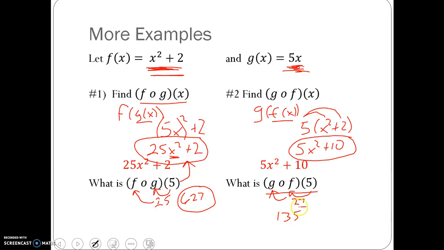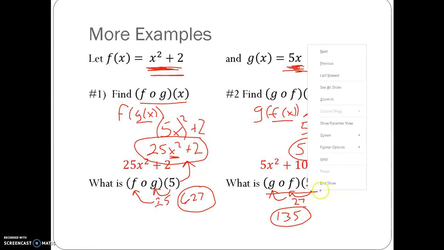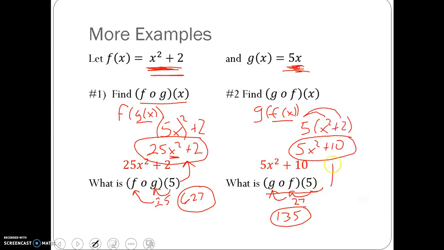Now, if I did that right, I should get the same thing if I were to stick the 5 into my function, which is right here, that represents the g of f of x function. This function should do the same thing as the combination of the other two functions. So I'm going to plug 5 into this function. 5 squared is 25, and 25 times 5 is 125. Then when I add 10, 125 plus 10 is 135.